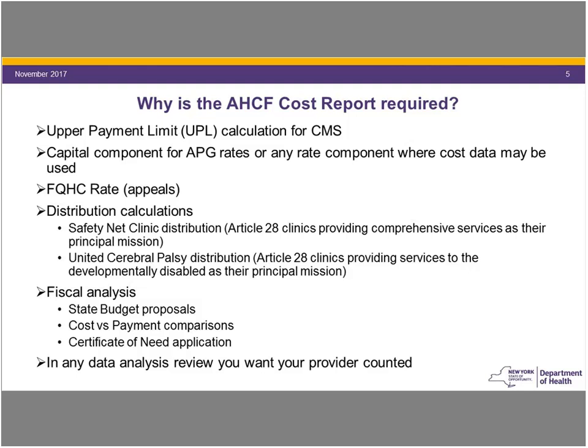So that will affect your payment for any type of minimum wage payment. We also use it for FQHC rate appeals. We use it in distribution calculations. We have the safety net clinic distribution and the UCP distribution. We also use it for fiscal analysis. There's state budget proposals that do come out. We are trying to look at cost versus payment comparisons, just looking at the APG rate calculations and how they compare with cost. You also need it for certificate of need applications. The CON area reaches out to us quite often looking for cost reports.